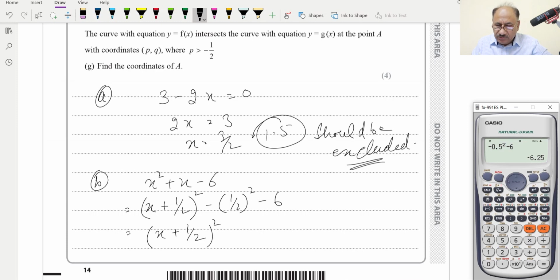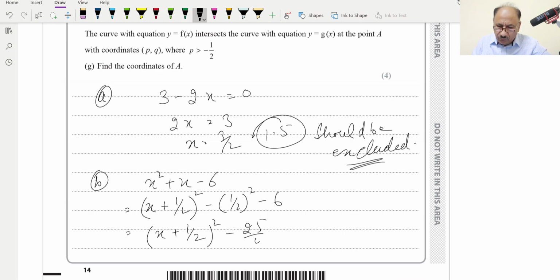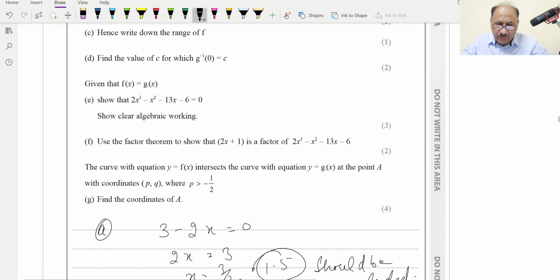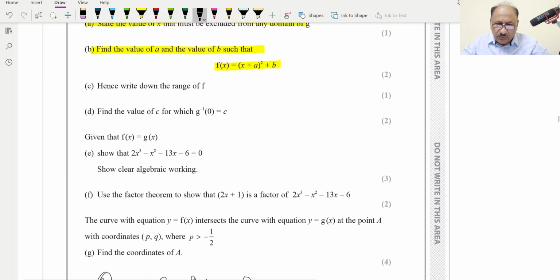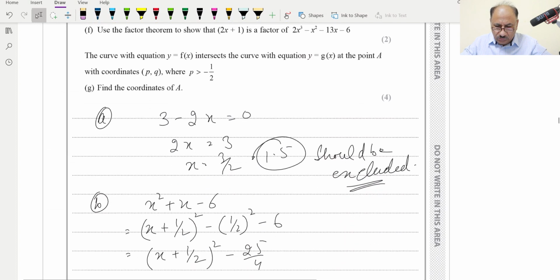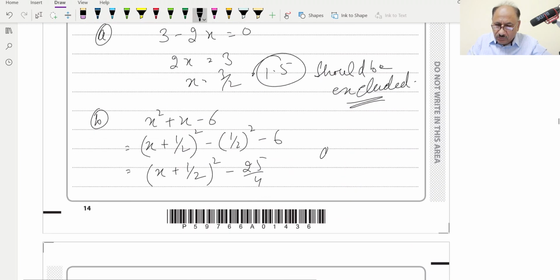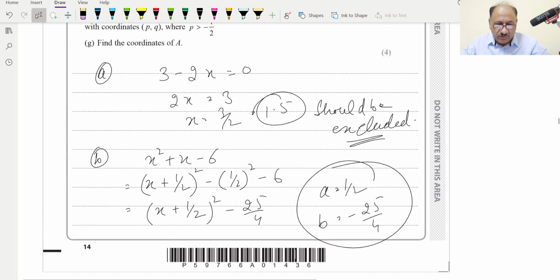is equal to minus 6.25. We can write here minus 6.25, or we can give the decimal value also, minus 25 over 4. This will be the fractional value. Now they are saying we have to provide this one, a and b values. Okay, so a is equal to what? a is equal to 1 by 2 and b is equal to minus 25 over 4. These are a and b values which are required.